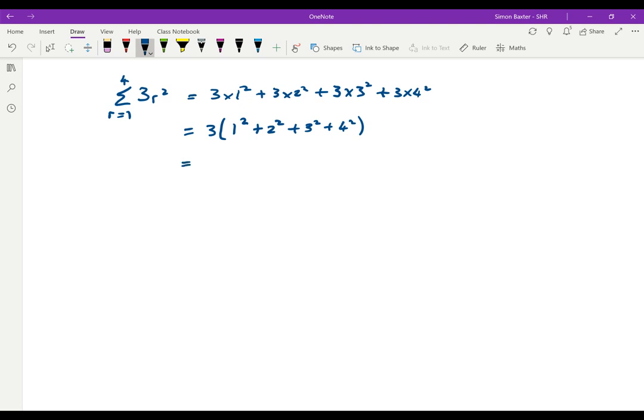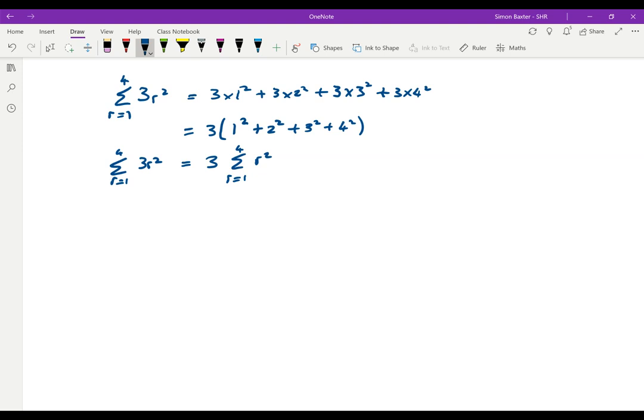Which is 3 times sigma r equals 1 to 4 of r squared. It's what we wanted it to be. So that's fortunate. Okay, let's look at another result.